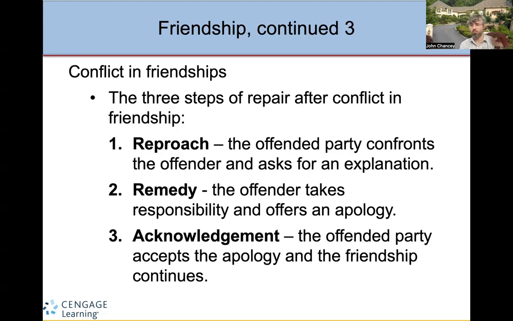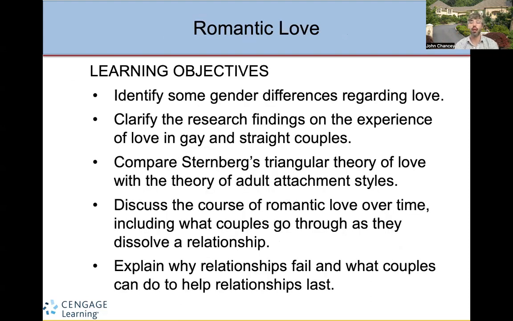Remedy: the offender takes responsibility and offers an apology. Hey, I recognize what I said was wrong. I'm sorry. And then acknowledgement: the offended party accepts the apology and the friendship continues. Ideally, this is where you can remedy the conflict. It's maybe not so linear, like, okay, you do this, I do this, you do that, but these are just ways in which you can deal with the conflict directly, talk about the impact the conflict has, and actually move through it rather than just putting up a wall and ignoring it.